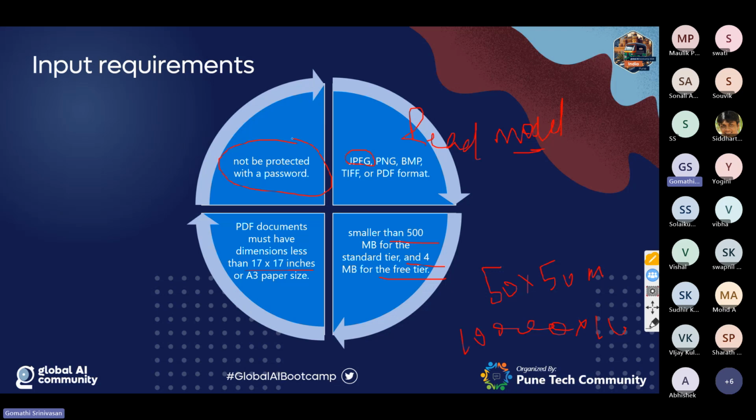You can submit text embedded PDF files because they eliminate errors in character recognition. And PDF and TIFF files can have any number of pages, but in the standard tier, only the first 2000 pages are analyzed. We will discuss the subscription and everything finally. So even if you are uploading a PDF file with multiple pages, for standard tier the first 2000 pages will be considered, and for the free tier only the first 2 pages will be considered.